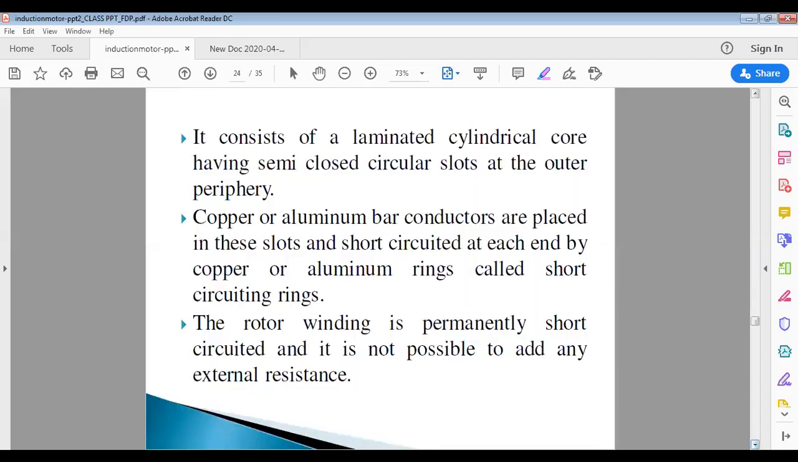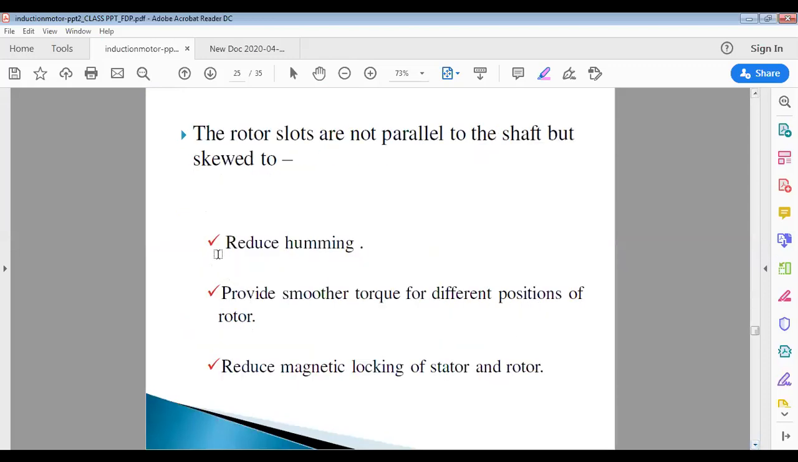Because if you are using such construction, then the noise produced by the motor will be less, meaning it reduces humming. Why are slightly skewed slots there in the rotor of a three-phase squirrel cage induction motor? Because if you are using this construction, when you start the motor and when the motor runs, the noise produced by the motor will be very less compared to parallel slots. Okay, so it reduces humming. The second thing is it avoids or reduces magnetic locking of stator and rotor slots.